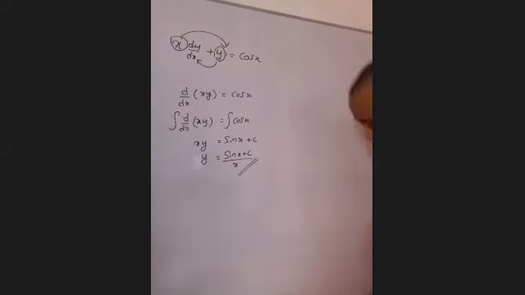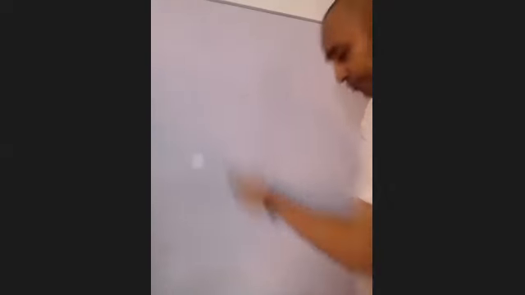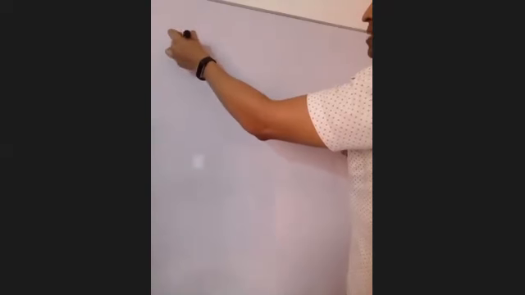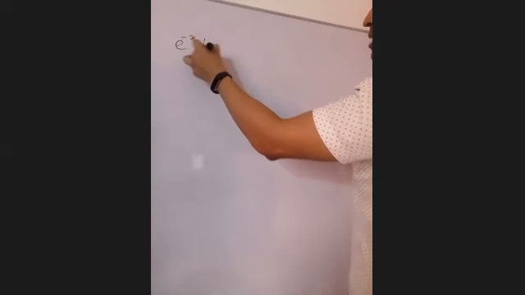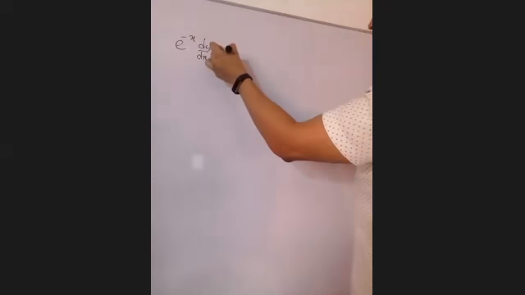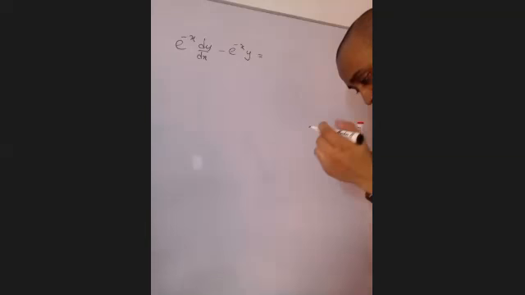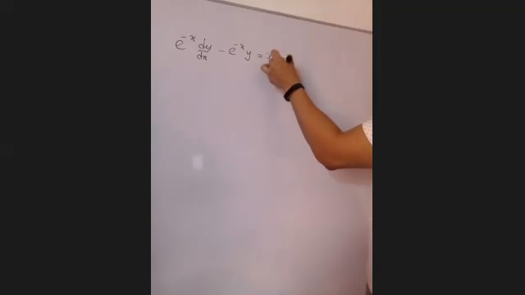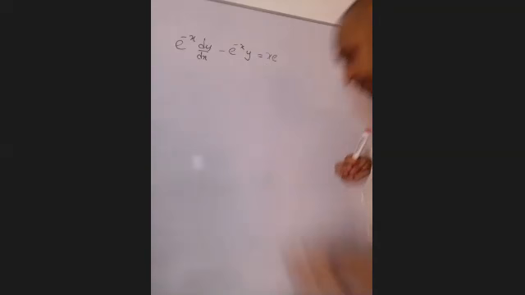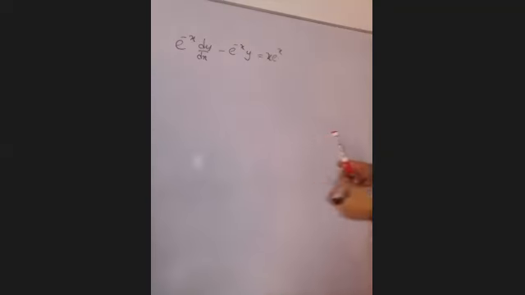Right. Then I'll erase it. Then if you move to the next question, this is e to the power minus x dy by dx minus e to the power minus x y is equal to x e to the power x.